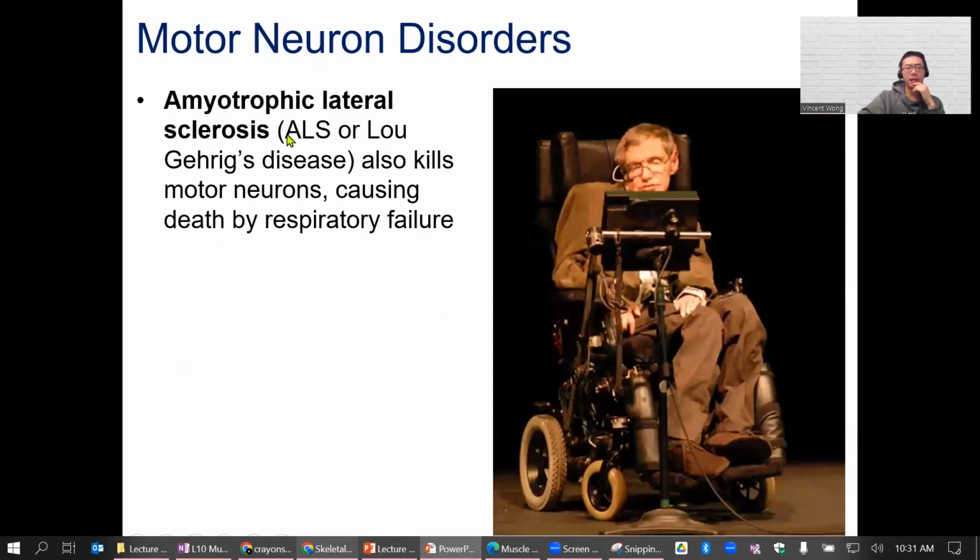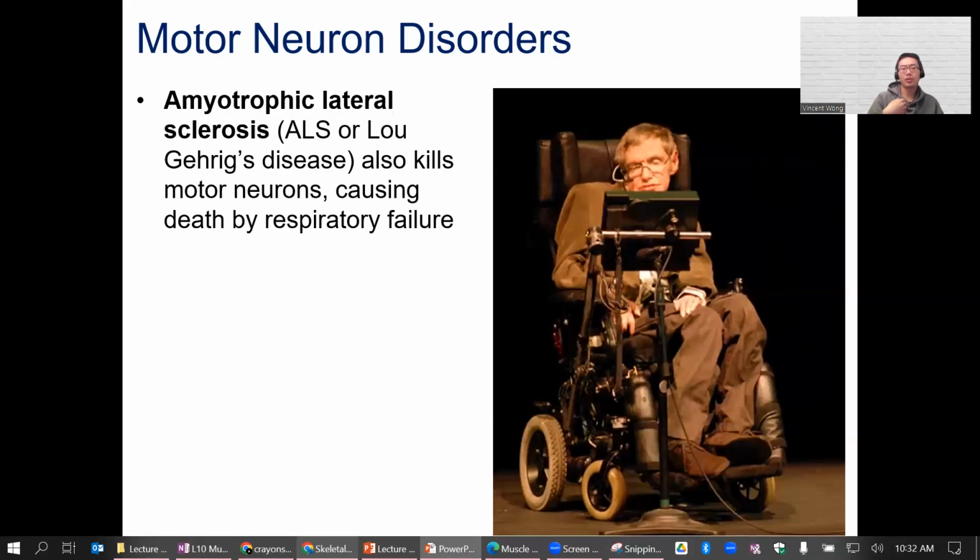Here's another one, ALS, amyotrophic lateral sclerosis. You guys might have heard of Stephen Hawking. He had ALS, and when he was in his early 20s, the doctor said you will be dead in a couple of years. But of course, he lived a relatively long, quite a long, and productive life with the condition. In ALS, the motor neurons are completely destroyed by your own immune system.